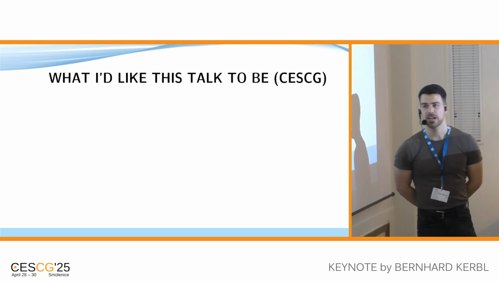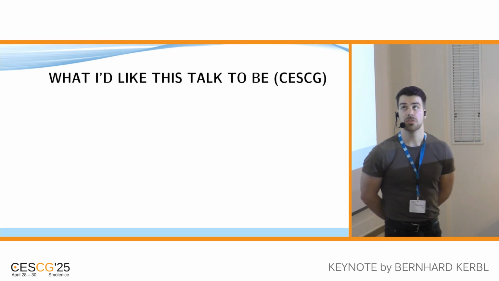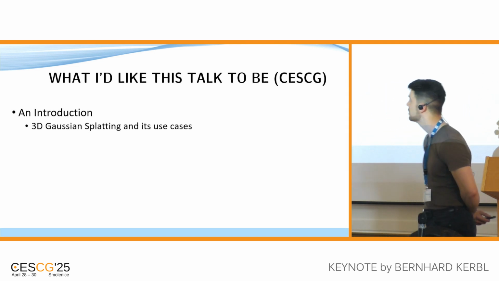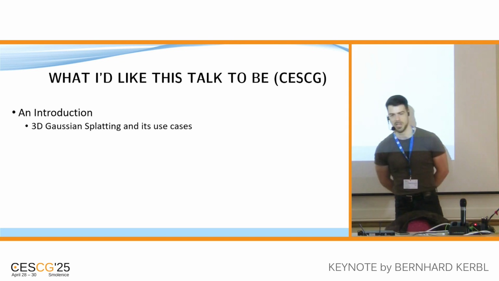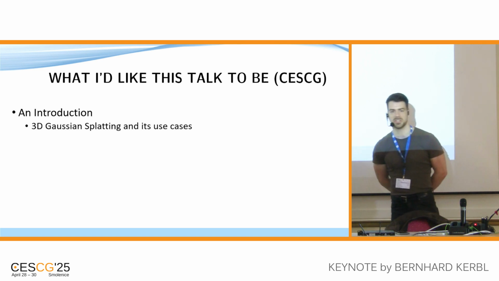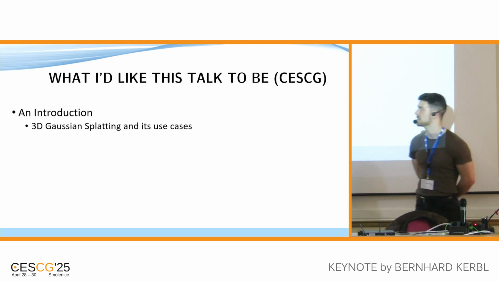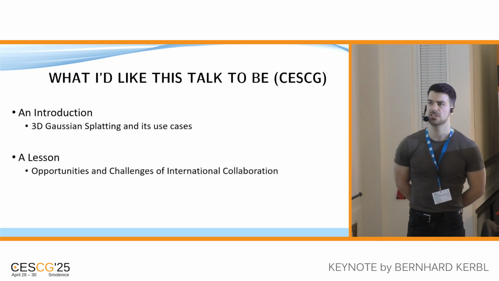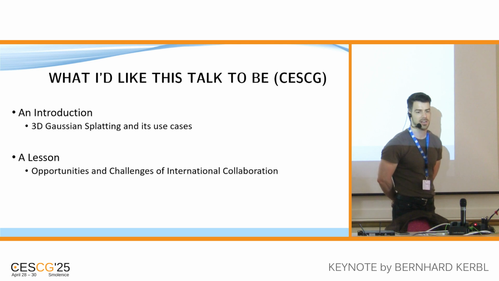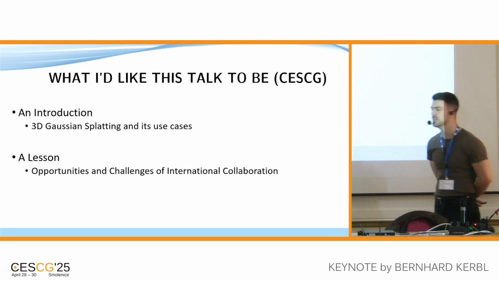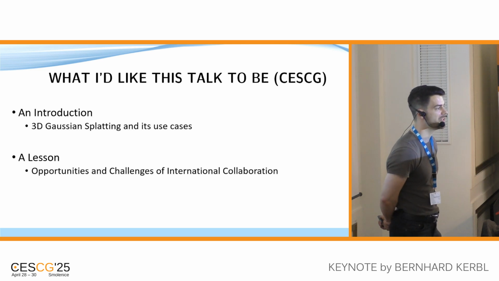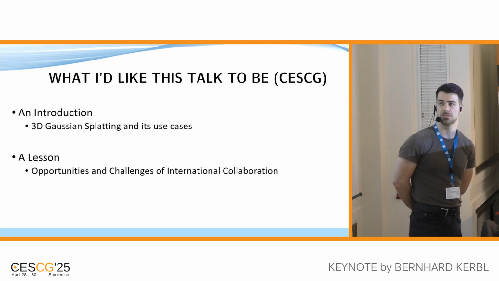And in that spirit, I'd also like this talk to be three things today. First of all, an introduction into the topic of 3D Gaussian splatting and its use cases for anybody who hasn't heard about it yet, or maybe has heard about it at the fringes, but has no clear idea what all the fuss is about. But I would also like it to be a small lesson for opportunities and challenges of international collaboration, and then maybe you can take something away from this talk more than just learning about some computer graphics methodology.